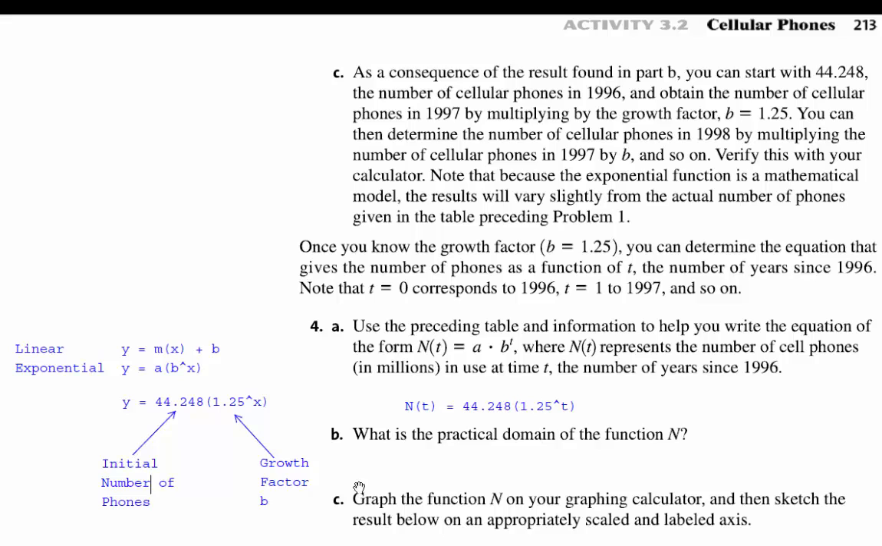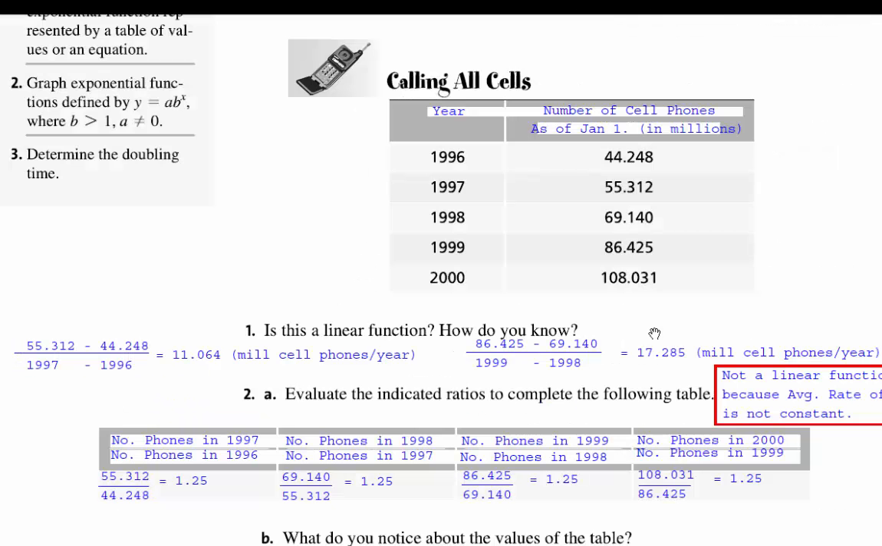I actually changed value to number. I think this looks better. Initial number of phones. We're then asked, what's the practical domain of the function n? So for practical domain, I'm going to go back to our table, and it looks like we go from 1996 to 2000.